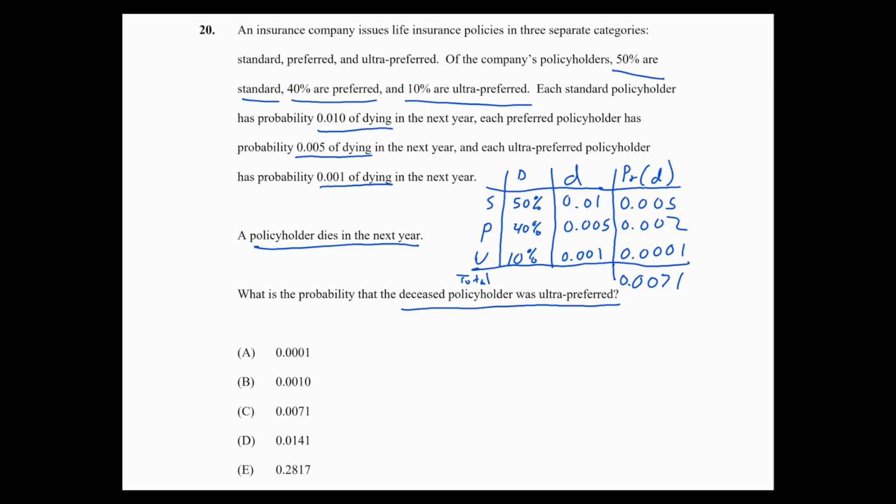So now we know the probability of someone dying. So what is the probability out of the people that have died that they were ultra preferred? So this is just going to be 0.0001 divided by 0.0071, which is equal to 0.0141, which is going to be our answer D.